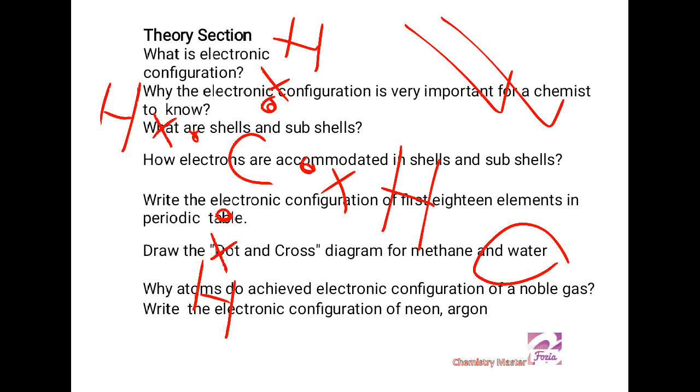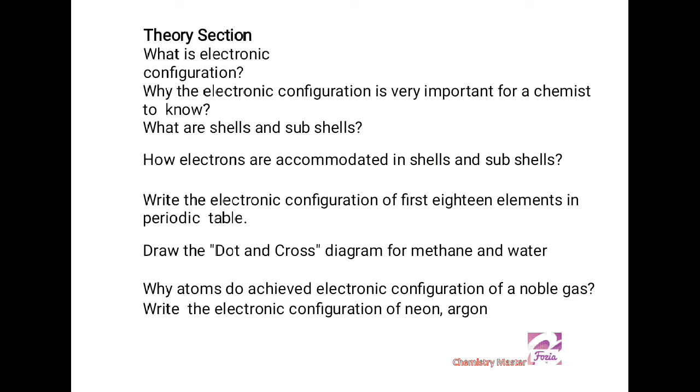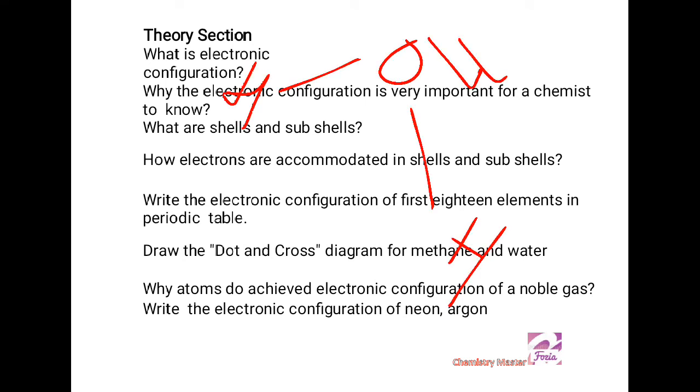Similarly, practice the dot and cross diagram or formula for the water molecule. Let me help you here by telling you that the composition of water is H2O. H2O means oxygen is the central atom, and it is bonded to 2 hydrogen atoms. You have to see what the proton number of oxygen is and how many electrons this oxygen atom has in its outermost shell.